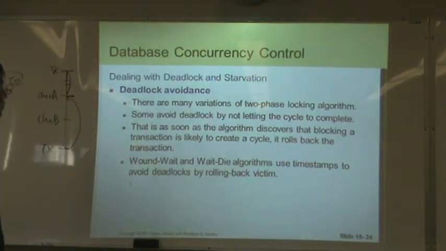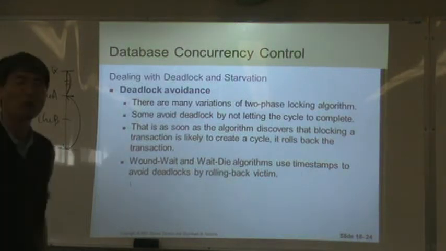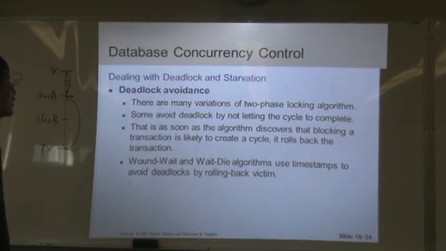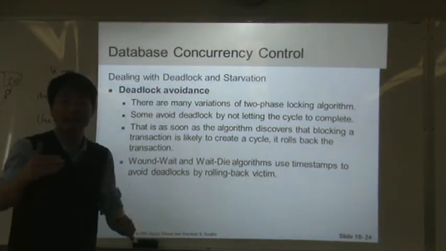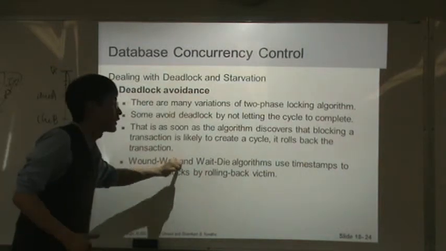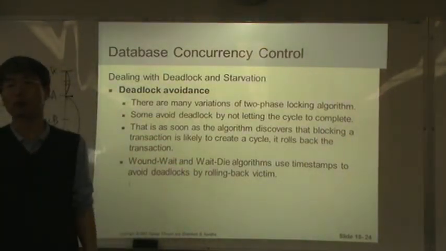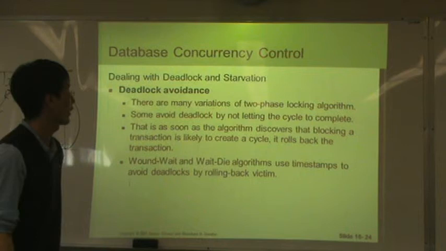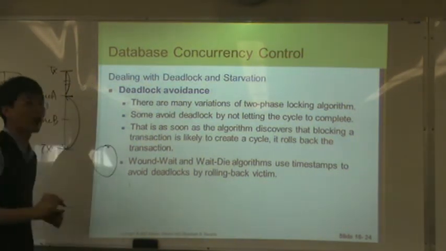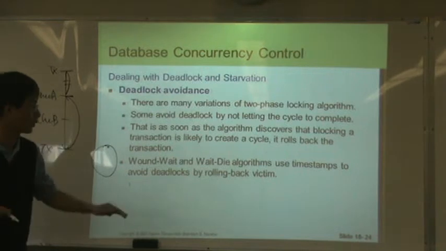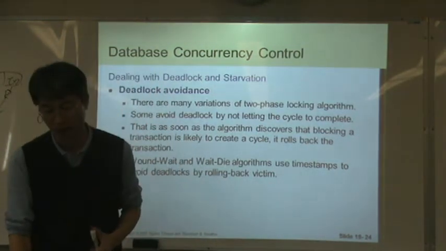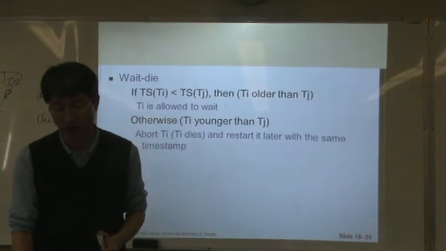It is always confusing: what is the difference between avoidance and detection? Avoidance is when you don't enter the deadlock situation. Detection is when it happens and then you solve that problem. To avoid the deadlock, database two-phase locking uses the wound-wait or wait-die algorithms. We will see what the wound-wait and wait-die algorithms are.